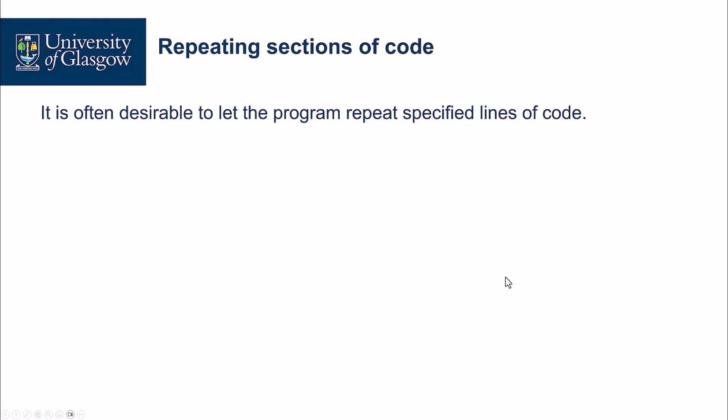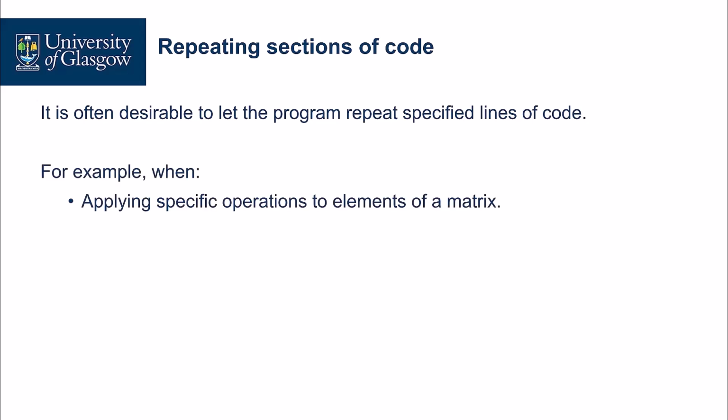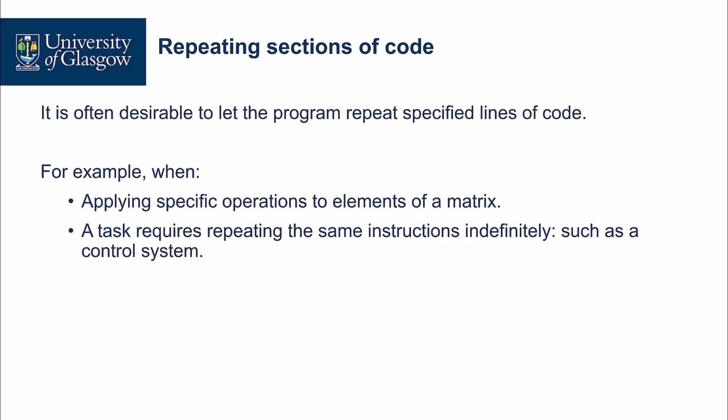So in all programs, we often want to repeat some sections of code or specified lines of the code. This often happens. For example, in the future, you will apply specific operations to the elements of a matrix. And in some engineering problems, for example, in control systems, you may be required to carry out a task and repeat it with the same instructions many times. So in this case, we use loops.